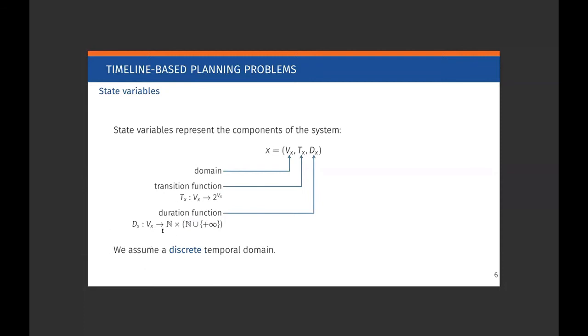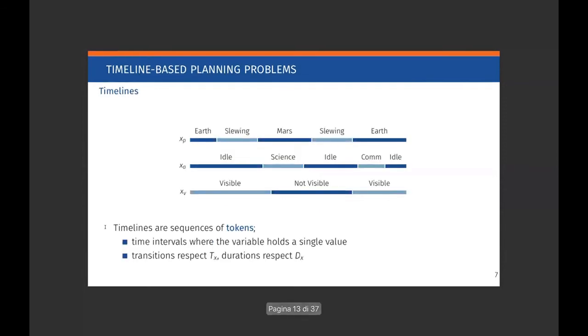Here we assume that the temporal domain underlying our problems is discrete, but there's work on the dense settings as well. So these are the state variables. And this is an example of temporal evolution of a timeline-based system. So these are three timelines for three variables. We have a variable for the pointing direction that is going through different values. We're pointing over Earth, we're zooming, pointing to Mars, etc. The variable for the activity, which is idling, doing scientific measurements, and so on. And the variable for the visibility of the ground station, which is visible or not visible.